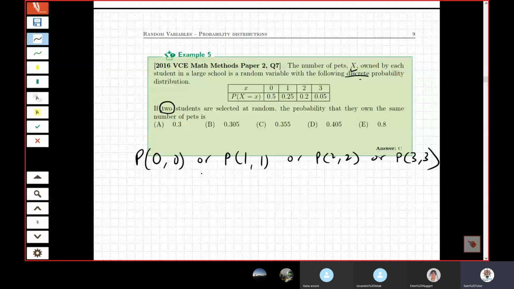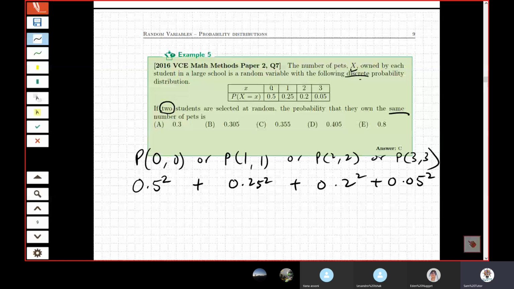We agree with that? So they're two students, both have to own the same. So what's the probability that it would have been 0 and 0? Wasn't that just 0.5 times 0.5? So 0.5 squared. Or means plus, that's what we learned last week. They both have to have 1 and 1, or 2 and 2, or 3 and 3.